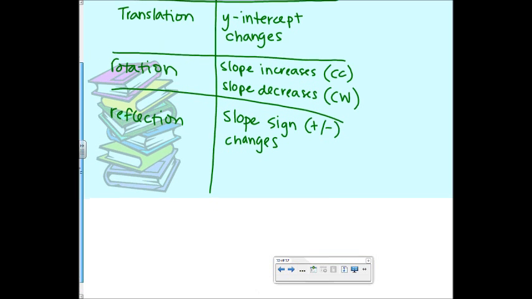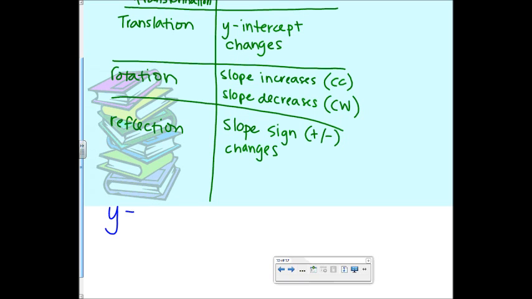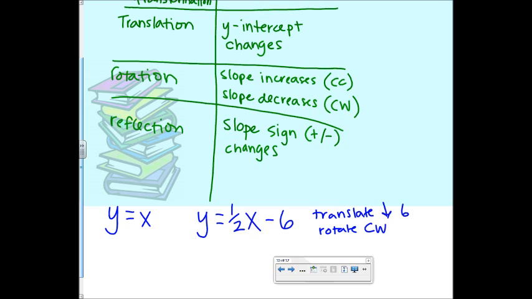So then for this one right here, and I'm going to leave this up at the top, all right, from y equals x to y equals 1/2 x minus 6, what changed? The slope and the intercept. So that means, was it a rotation, a reflection, a translation, or multiple? Multiple. What was it? It translated which way? Up or down? Down. So it went down 6, translate down 6. And then it rotated clockwise.